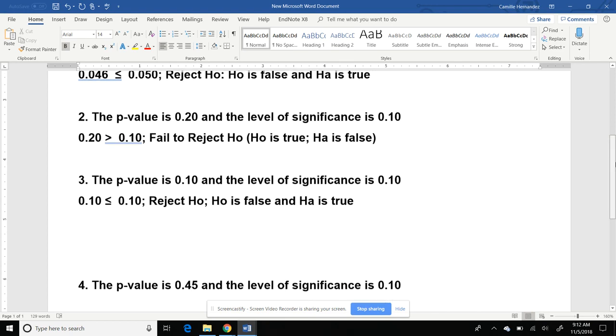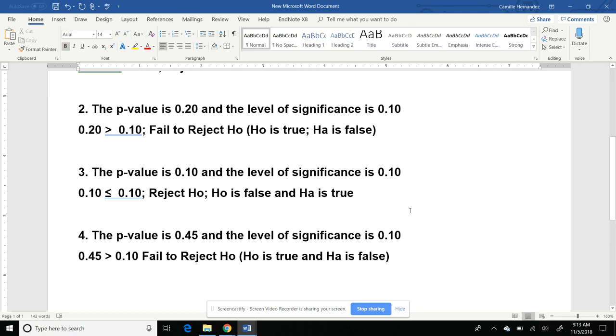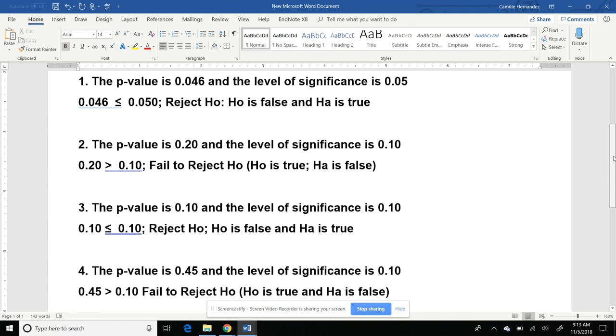All right, and let's do the last one. So the p-value is 0.45 and the level of significance is 0.10. Okay, so I'm going to do 0.45 and then I'm going to do this. This again is greater than. So that means I fail to reject the null. All right, so what does that mean again? The H0 is true and HA is false. Okay. It's that simple. So as you see, we have two where it was fail to reject and two where it was reject the null.